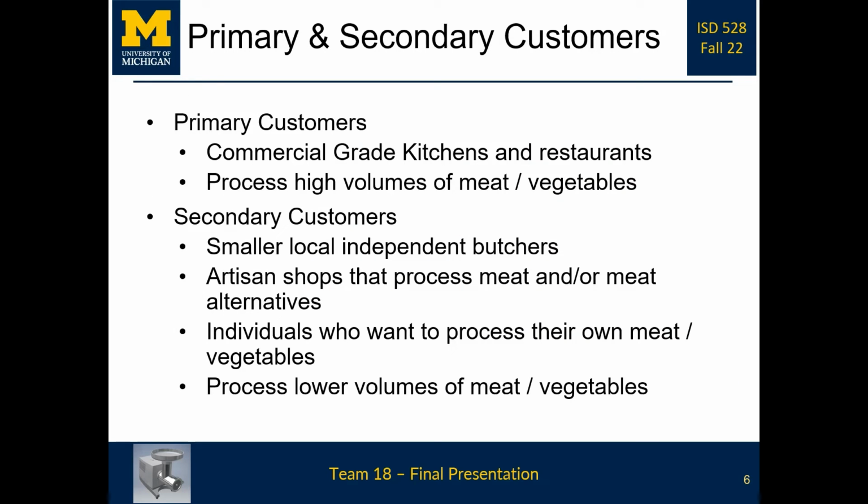For primary and secondary customers, our primary customers are commercial-grade kitchens and restaurants that typically process high volumes of meat and vegetables. Secondary customers are the smaller local independent butchers, artisan shops, and individuals who want to process their own meat, and that typically process lower volumes of meat and vegetables.